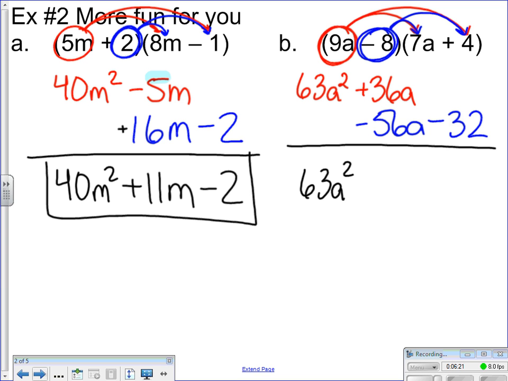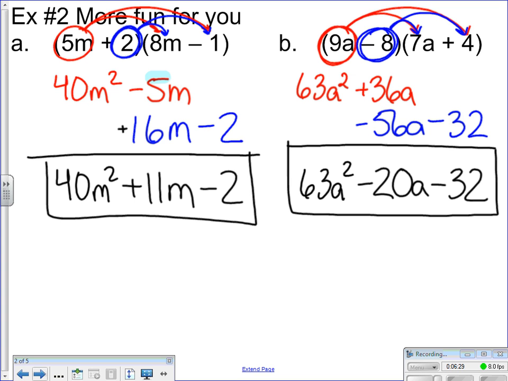Combine that together: negative 56 plus 36, that's negative 20a. Drop the negative 32, and there's your answer. Again, horizontal, vertical, doesn't matter. Just multiply all the terms together, and then combine the two like terms.